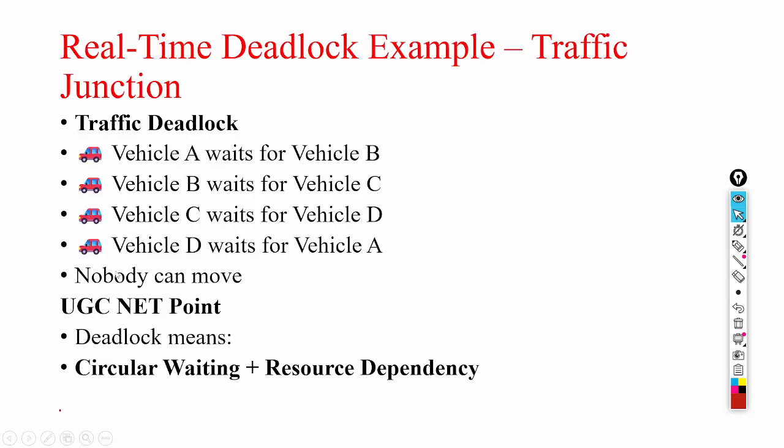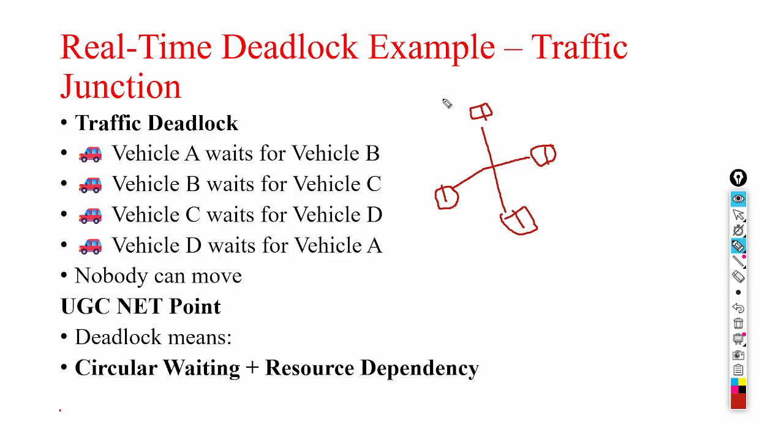So one more example is there. It is a traffic jam example. Let us understand deadlock using a real-life example. Imagine a busy traffic junction. There are four vehicles entering the intersection from four different directions. There is a junction, and these are the four vehicles.